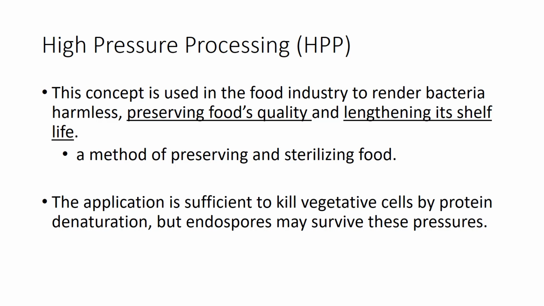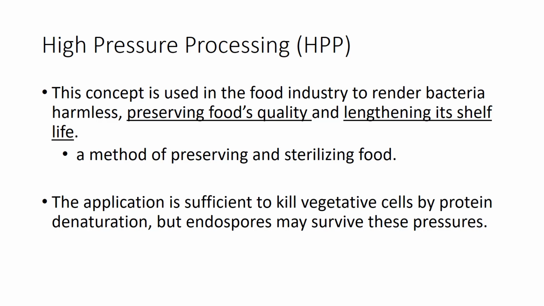Okay, so I've mentioned temperature, and I've mentioned a little bit of pressure, such as the autoclave. The autoclave combines steam, heat, and added pressure so that the water can boil above 100 degrees. Otherwise, without pressure, you would never reach 121 degrees. So this concept was also used in the food industry, again, to render bacteria harmless and to preserve the food quality, and if there are fewer microbes present on the food, that food will stay good longer, so it'll have a longer shelf life. So it's a method of preserving and sterilizing food.